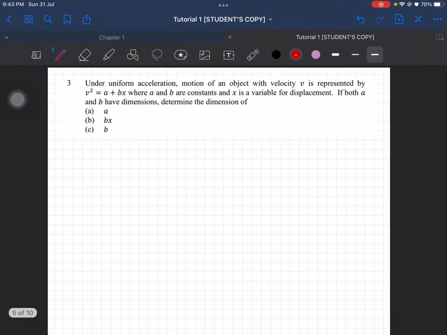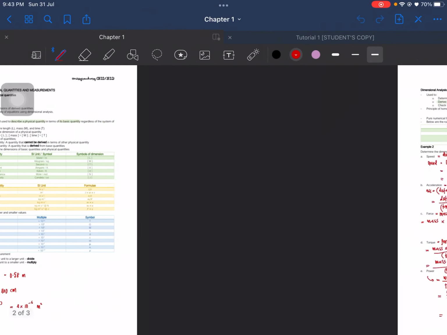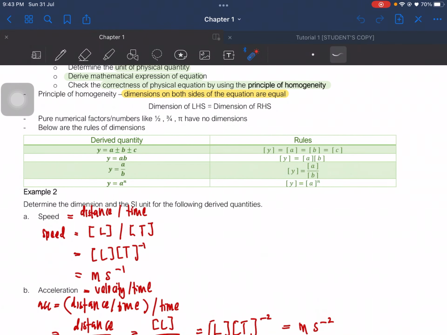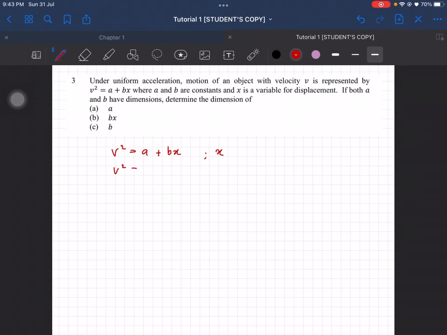So for this question, the equation given is v square equals a plus bx. So x here is a variable for displacement, okay? So now both a and b have dimensions, and based on the rule in our notes, we know that this is a valid equation. So the rule is it will be equal. Okay, so now we can write [v square] equal to [a] equal to [bx]. Don't forget the square bracket.